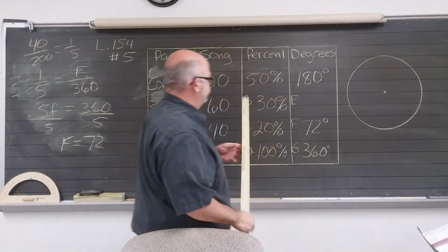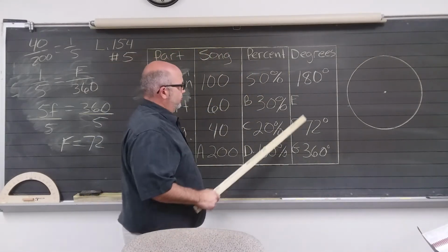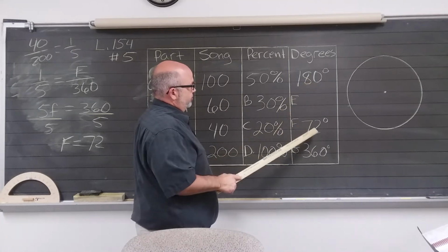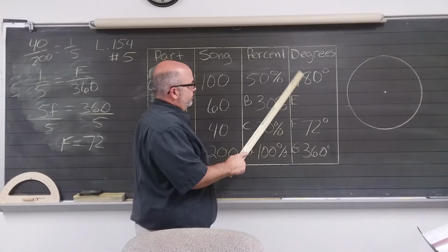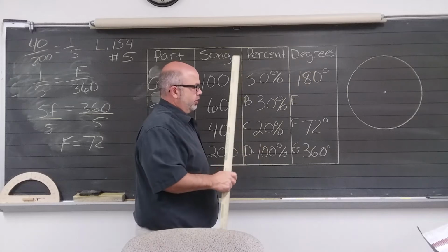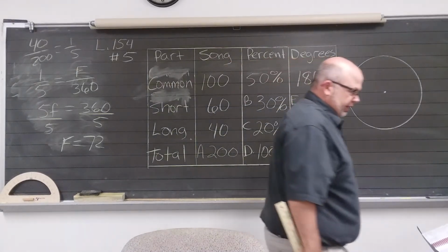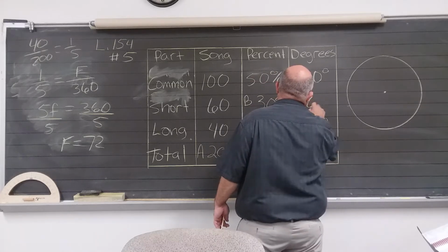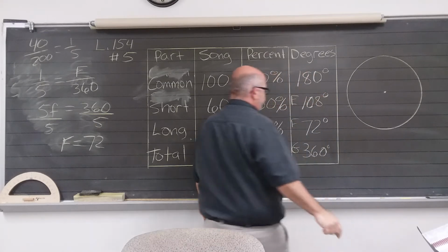All right. What's 100 plus 72? 180, sorry. 180 plus 72 would be what? 252. 360 minus 252 is 108 degrees.